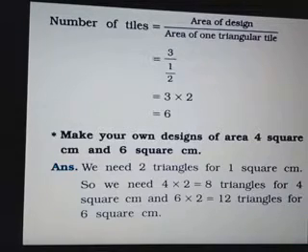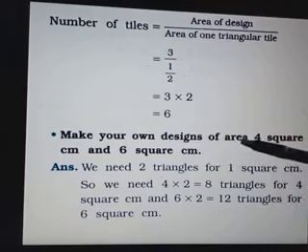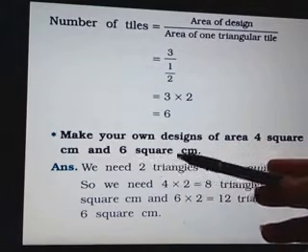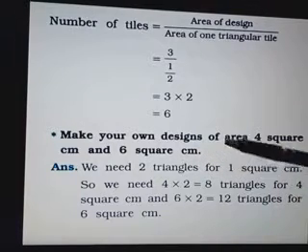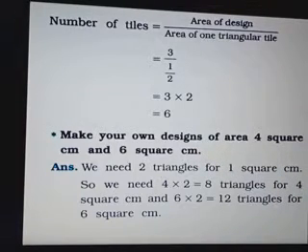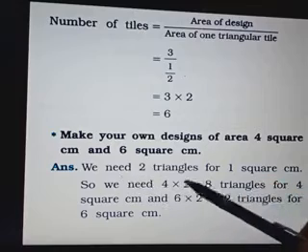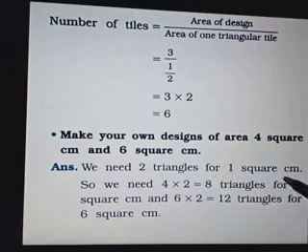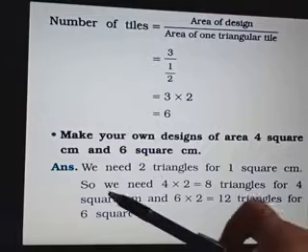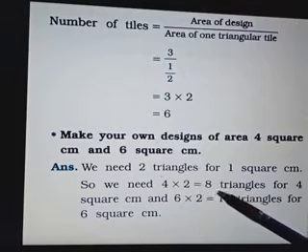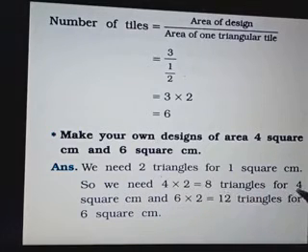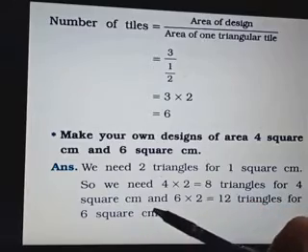Clear? Make your own design of area 4 square centimeter and 6 square centimeter. Now we have to make our own design. So we need 2 triangles for 1 square centimeter, right? 2 triangles. So we need 4 into 2 equal to 8 triangles for 4 square centimeter.